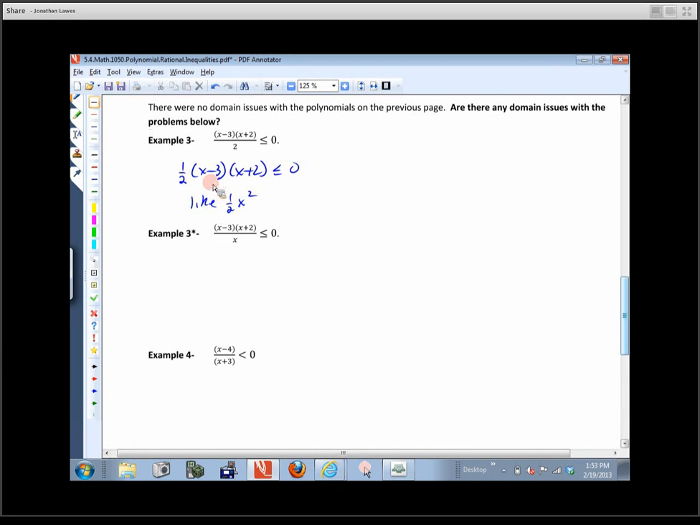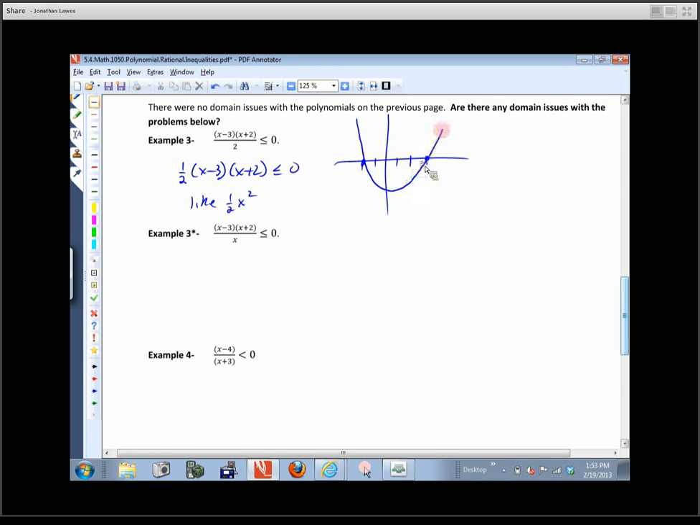What's the x-intercept? 3. What's the x-intercept? -2. We're interested in where this graph is. What does less than or equal to 0 mean? Okay, it means below or on. The less than means below. The equal to means on. So if I were to graph this, this crosses at -2, +3, and goes something like this.